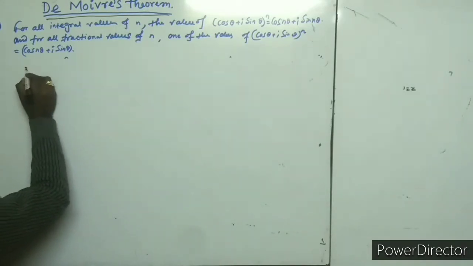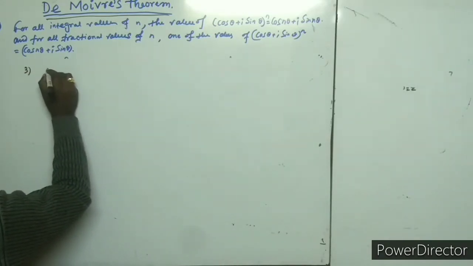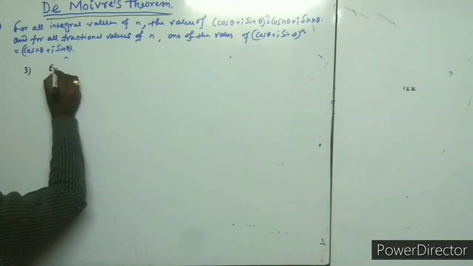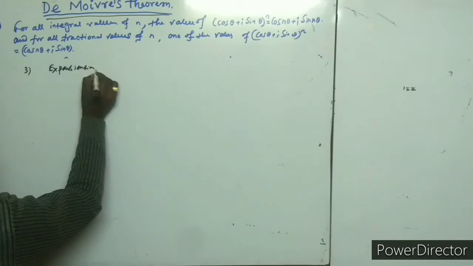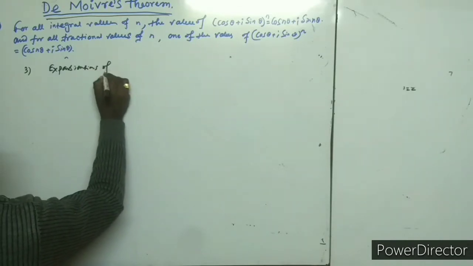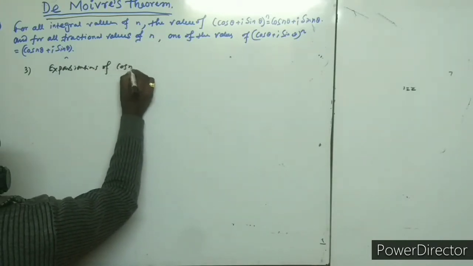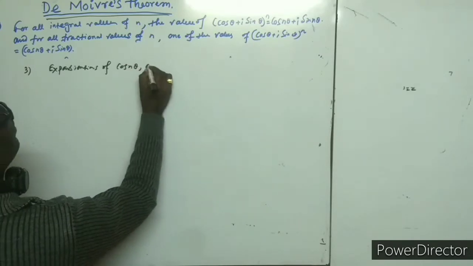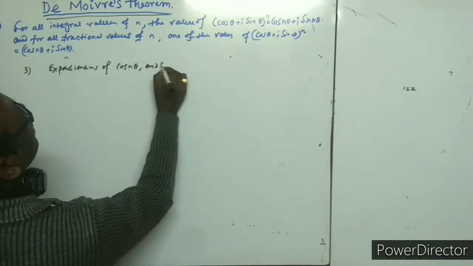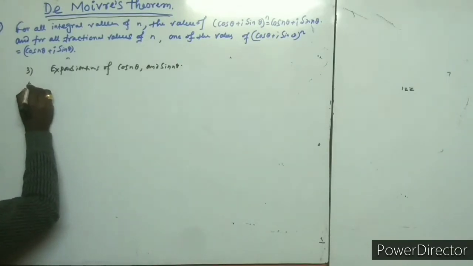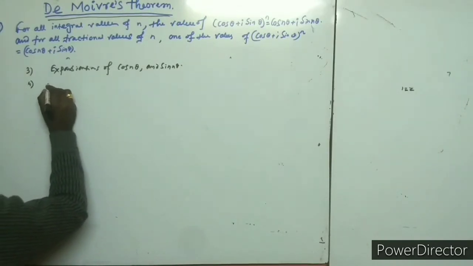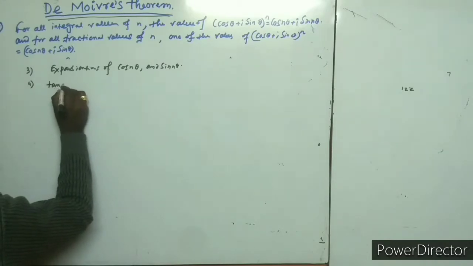Third point, we want to introduce the expansion of cos n theta and sin n theta. Okay. Number 4, find the expansion of tan n theta.